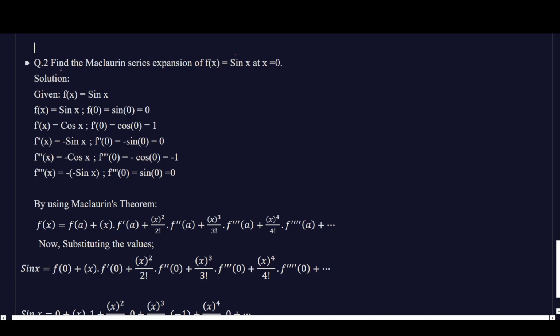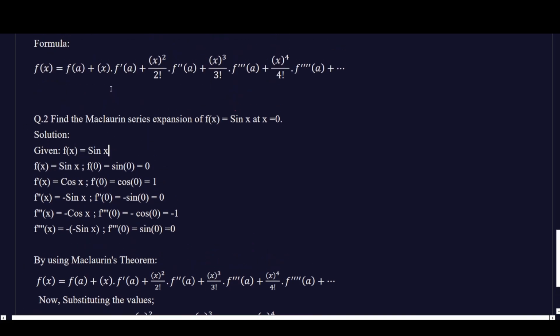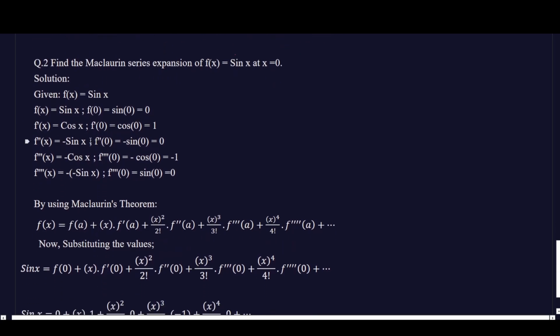The question asks us to find the Maclaurin series expansion for the function f of x equals sin x at x equals 0. So the given function is f of x equals sin x. According to the series formula, we need to find f of a, f dash a, f double dash a, and so on.